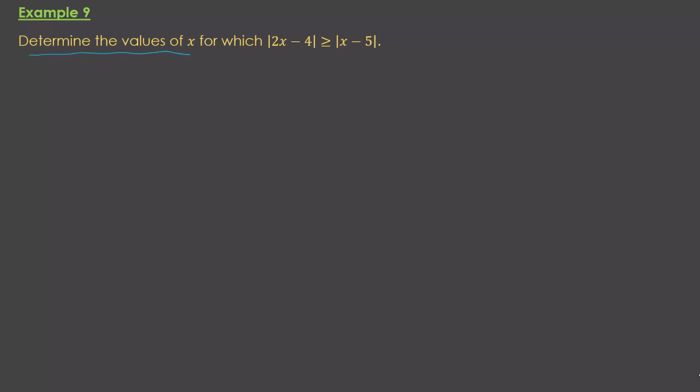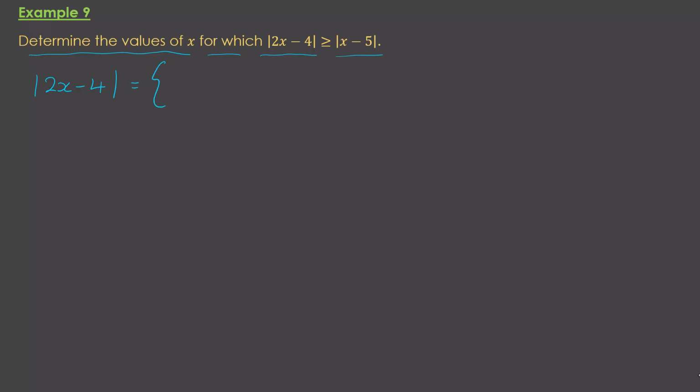Determine the values of x for which mod 2x minus 4 is greater than or equal to x minus 5. So we could do this by sketching. If we think about mod 2x minus 4, it's 0 when x is equal to 2.